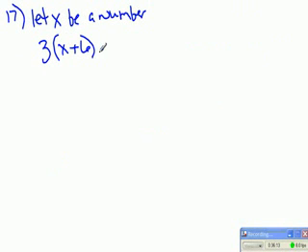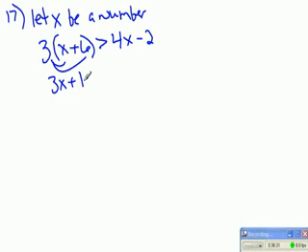The number is x plus 6 is greater than 4 times the number, 4 times x, because that's the number, decreased by 2, so minus 2. Distribute first. 3 times x is 3x. 3 times 6 is 18. 4x minus 2. I want all my x's together, so I choose to subtract 3x.